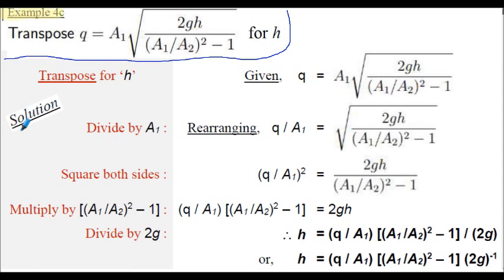So example 4c, here's the full solution. We're transposing for h, given the formula for q here. H is shown in the numerator here. So first step, I've divided both sides by area A1, shown here. Next, I've squared both sides, shown here, left hand side, and removed the square root sign from the right hand side. Now I multiply both sides by the square bracketed term shown here. And finally, I divide both sides by 2g, shown here.